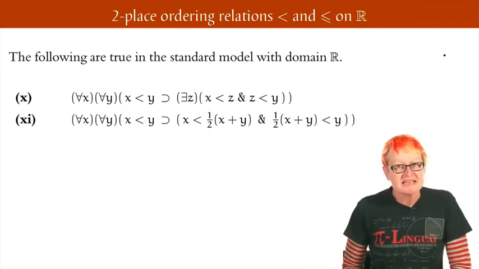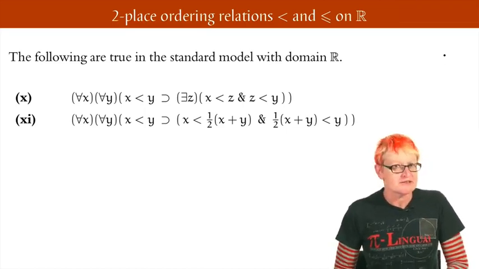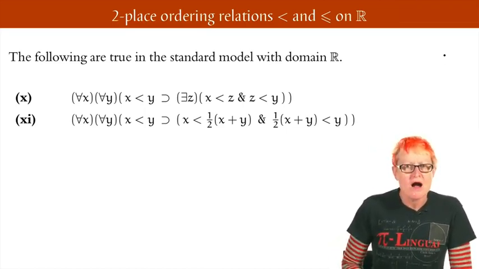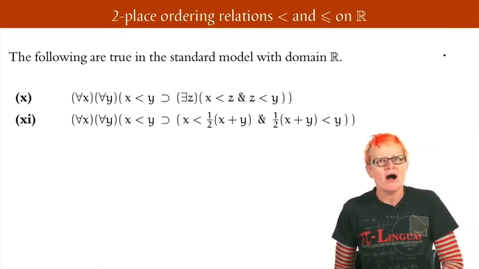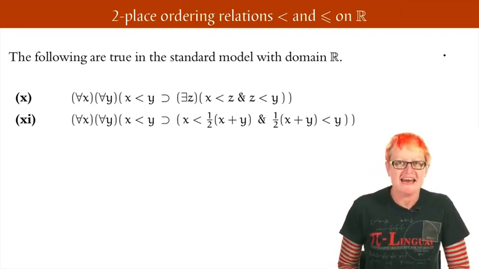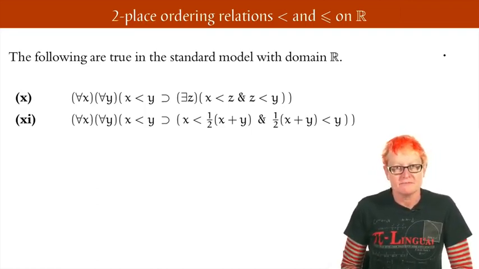Formula Roman 10 expresses the denseness of the real number line. For all reals x and y, if x is less than y, then there exists a z that lies between x and y in the order.